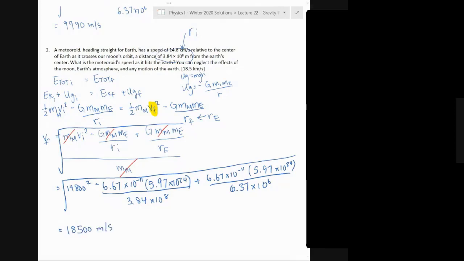Let me know if you're getting this answer. You can just type got it. Awesome.